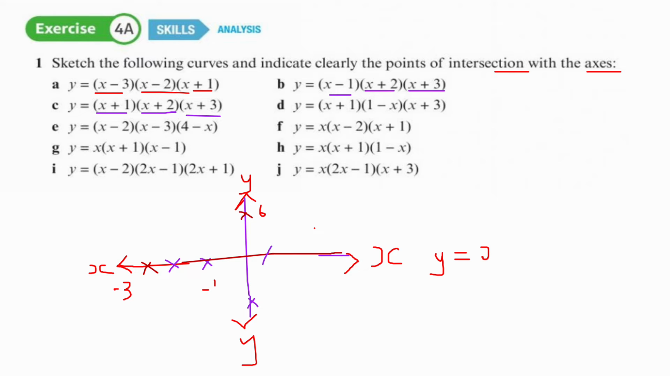So it crosses it. +1 for that one, -1 there, and then -3 there, when y is equal to 0. And then it crosses the y-axis at 3, instead of 6. So we will just keep it and obviously ignore that one there.